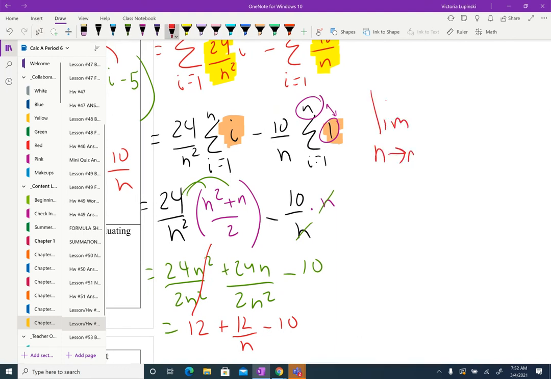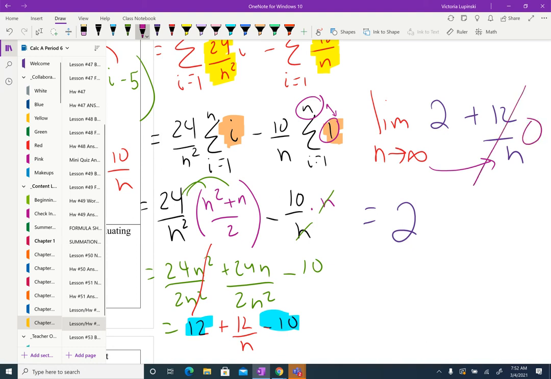So this is the limit as n goes to infinity. Add the constants, so 12 minus 10, that's a 2, plus 12 over n. When you actually take the limit, the limit of a constant is just a constant. The limit as n goes to infinity, if you try to divide 12 by infinity, you're getting such a small number that that's essentially 0, which means your answer to this problem is 2, and that is correct.